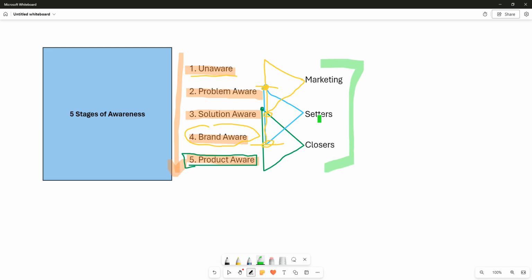I've seen great setting teams. I've seen shitty setting teams. I've seen great closing teams. I've seen shitty closing teams. From what I've seen, if these parties can operate within these areas that I just showed, you're usually going to have a fairly dialed in acquisition system. And this is the name of the game. The more people we can take from the unaware stage down to the product aware stage through these 3 parties, the more clients we're going to acquire.